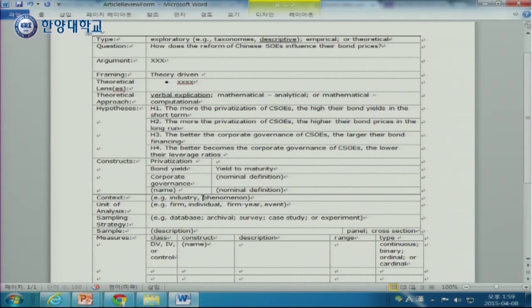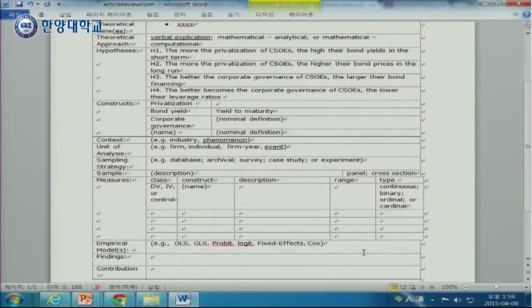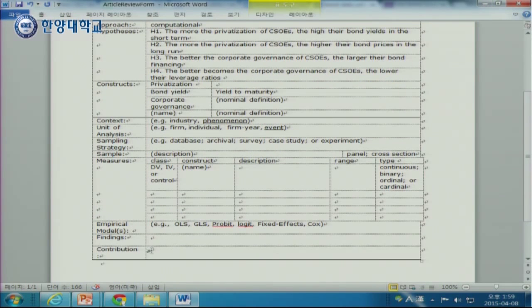And I think this is phenomenon driven. I'm not sure about your data, but I think it is firm level. Actually, it's event level analysis. And the sampling strategy, I don't know. And then for this one, you define privatization, the concept description range, and then the contribution. Are you clear now? Okay.